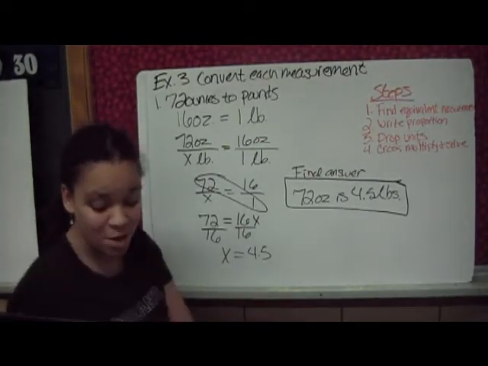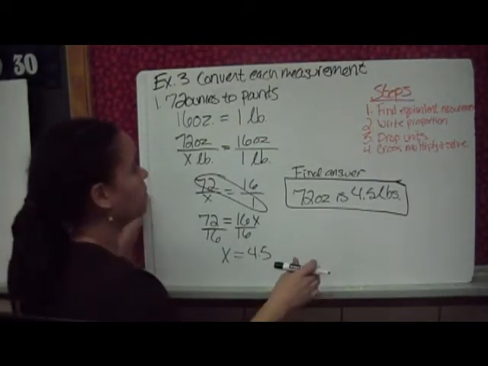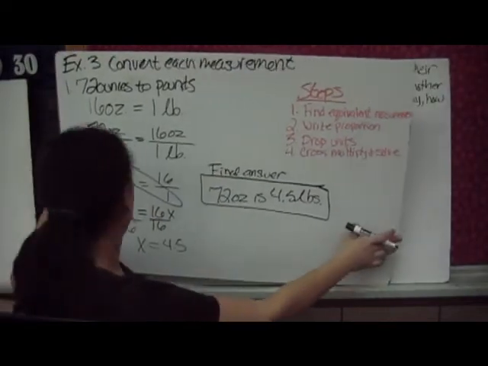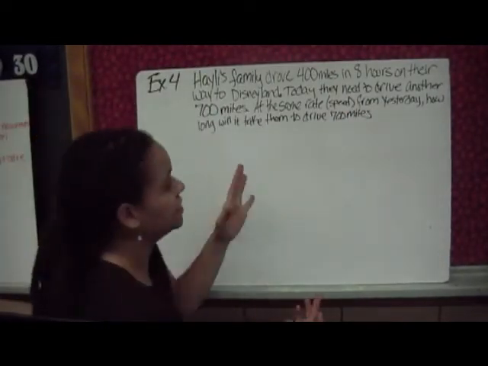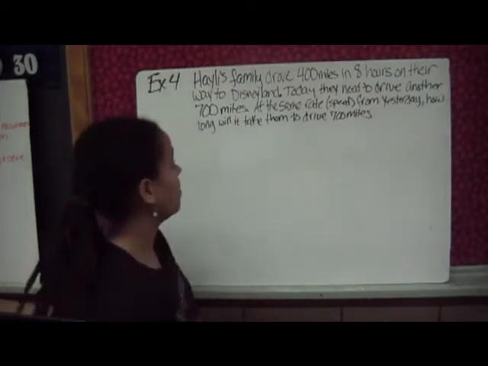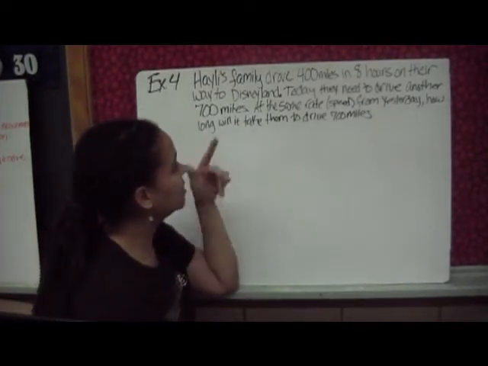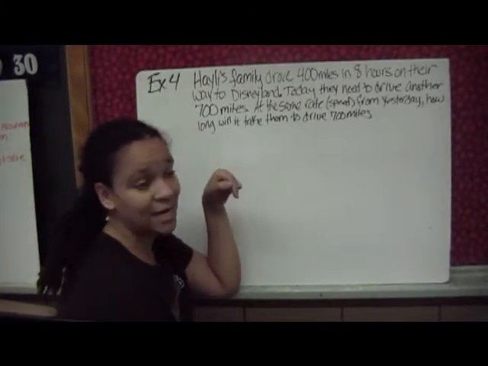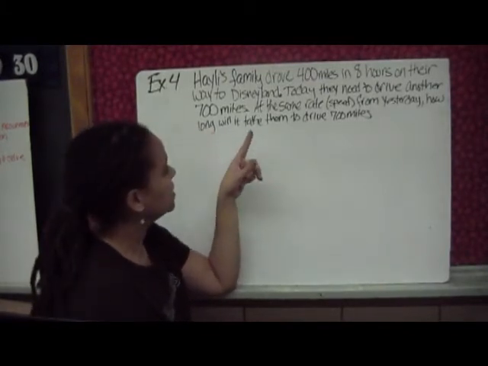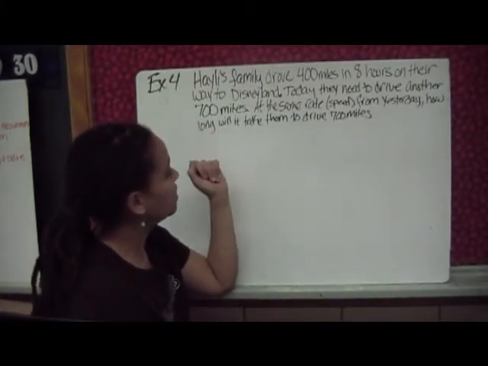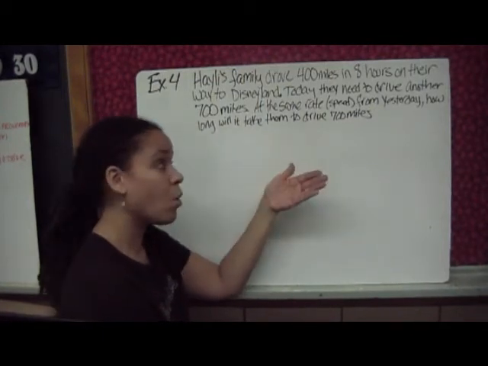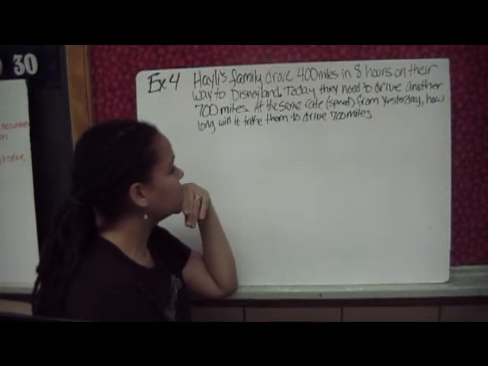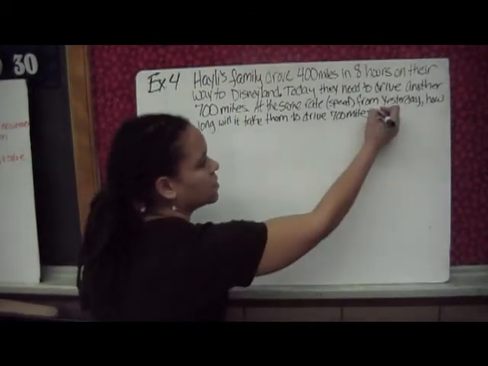All right, we have one more example, and this is a word problem. I'm going to do the ARIA method for this problem, just to give you an idea of another method to solving word problems. So, Haley's family is driving to Disneyland. They drove 400 miles in 8 hours on their way to Disneyland. Today, they need to drive another 700 miles at the same rate. So if they drove at the same speed that they did the day before, how long will it take them to drive the 700 miles?